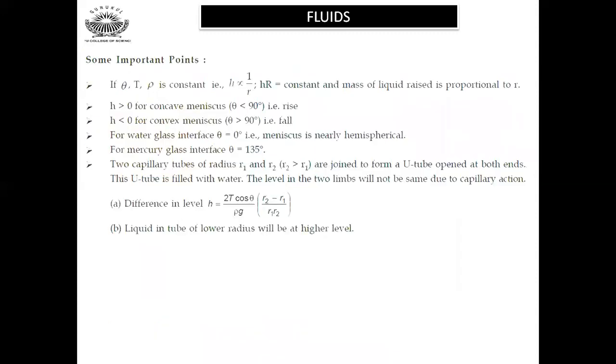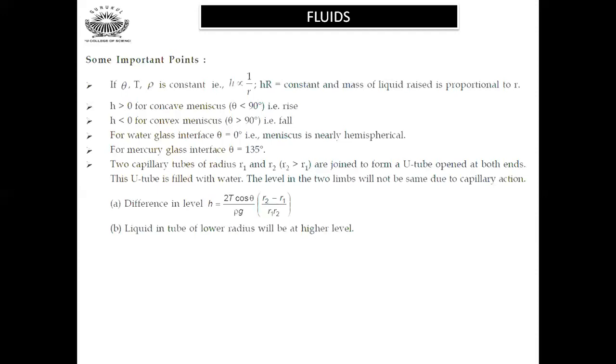Then some important points related to it. If theta, T, and rho are constant, then h is inversely proportional to r, or h into r will be equal to a constant. And the mass of the liquid raised is proportional to r. So h is greater than or equal to 0 for a concave meniscus, that is a rise. Then h is less than 0 for a convex meniscus, that is a fall. For the water-glass interface, theta is equal to 0, that is the meniscus is nearly hemispherical. And for the mercury-glass interface, theta is 135 degrees.